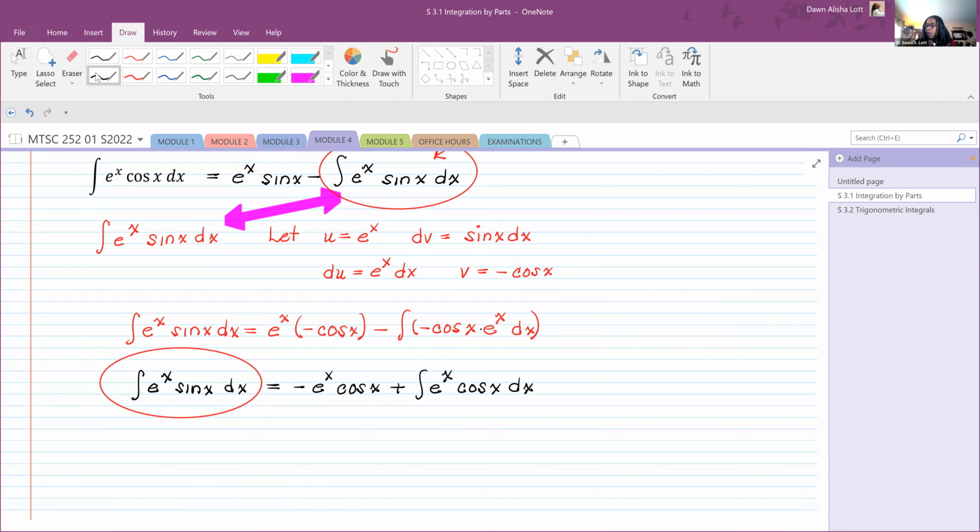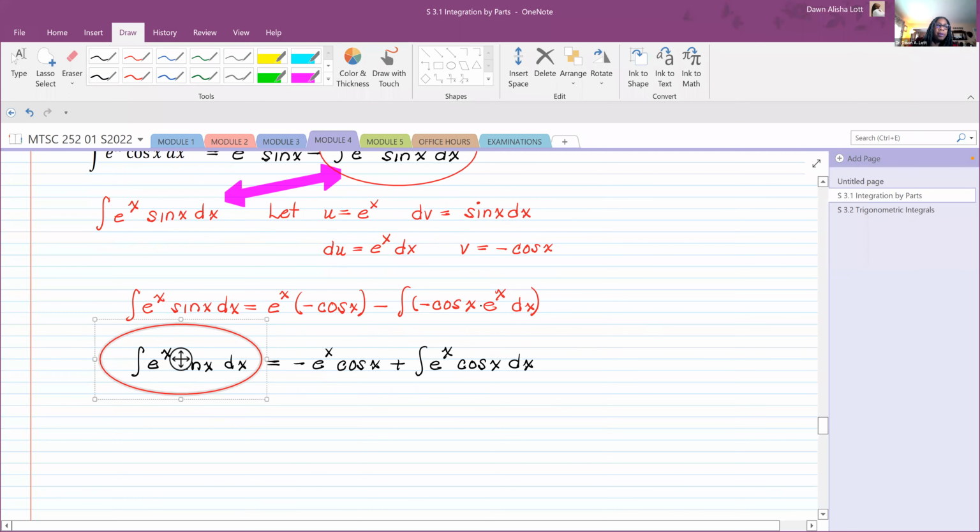So I started off with e to the x cosine x dx. And when I was solving the problem, it was in terms of e to the x sine x dx. But then when I did the integral of e to the x sine of x dx, it just gave me another e to the x cosine x dx. So let's see what happens then.